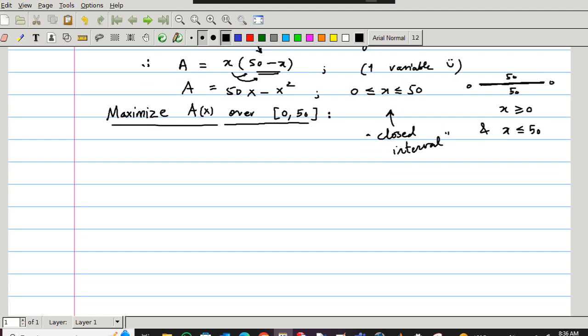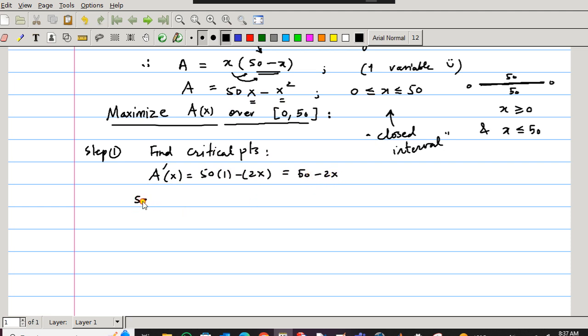What we do, first step is we find critical points. Step 1, find critical points. So critical points are where f prime is 0. For critical points, I need A prime of x. A prime will become 50 into 1 minus x squared is 2x, right? The derivative of 50x is 50 and x squared is 2x. So this becomes 50 minus 2x.